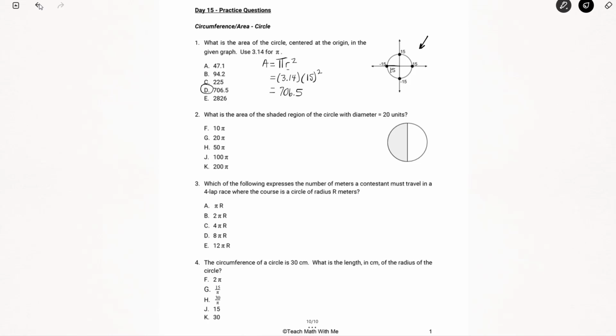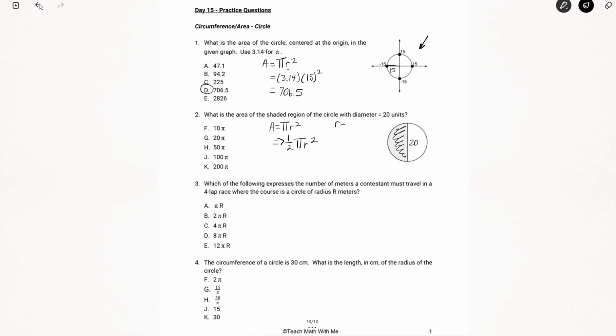Let's take a look at number 2. What is the area of the shaded region of the circle with a diameter of 20 units? So our diameter from one edge to the other is 20. And we're only looking at this shaded region. This looks like a half of the circle, or in other words, a semicircle. And remember that the area of a circle, like we just said, is pi r squared, but we're only going to find, in this case, 1/2 of that because we're only doing the shaded region.